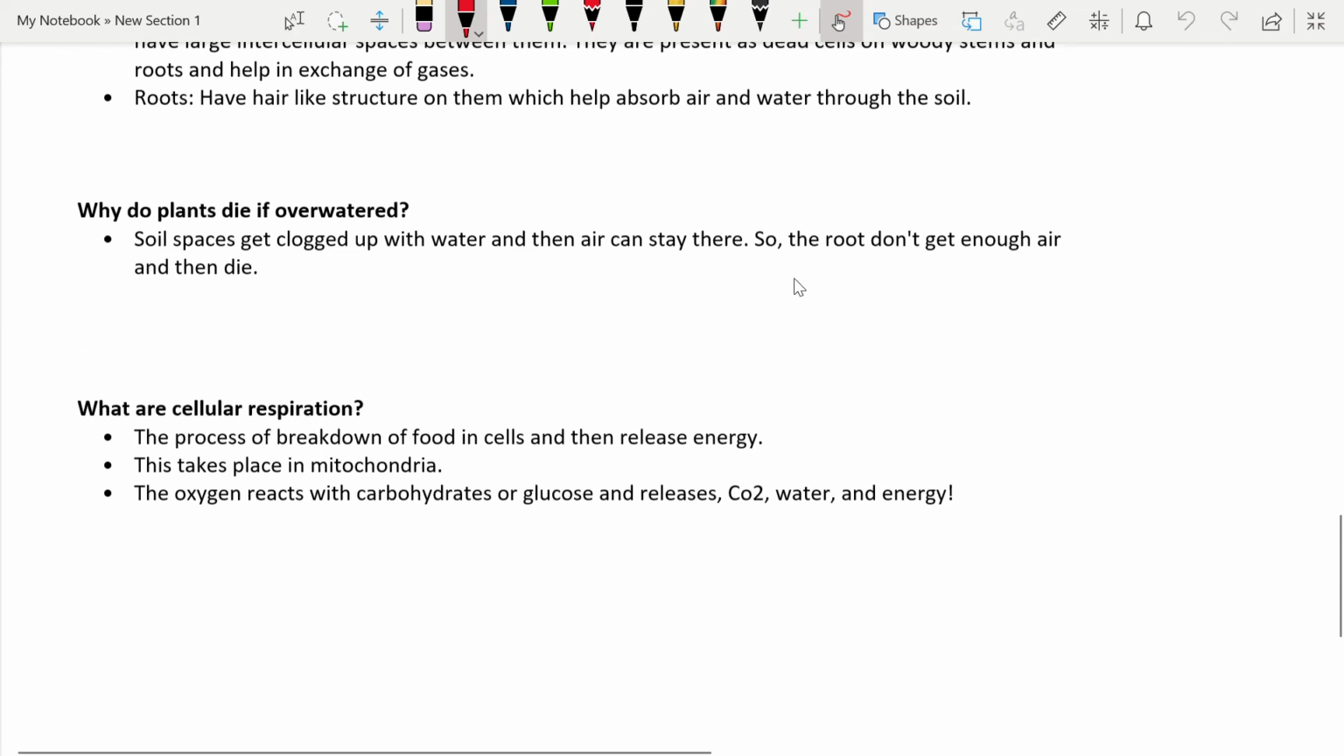Why do plants die if overwatered? The soil spaces, meaning the spaces between the soil particles, get clogged up with water, and then air can't stay there. So there's no space for air, the roots don't get enough air, and then they die.